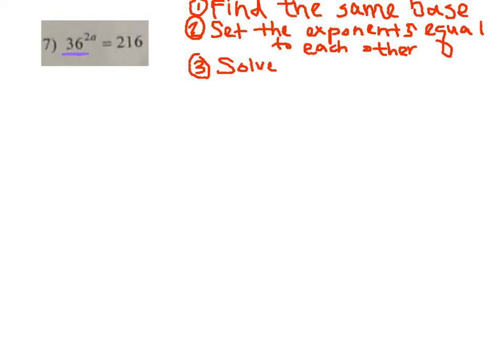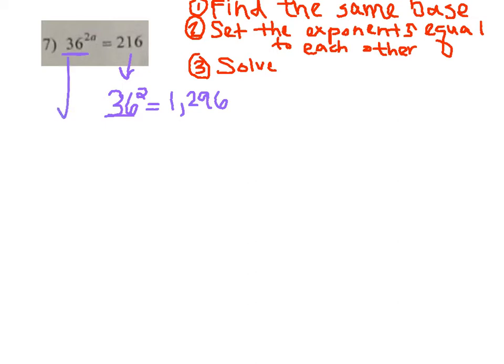But in this case, if we try to rewrite 216 with a base of 36, let's try 36 squared. If you do that in your calculator, you find that that's going to equal 1,296, which is not 216. So we can't use 36 as the base. So we're going to look for another common base that would work for 36 and 216. And if you think about it, 6 would work.